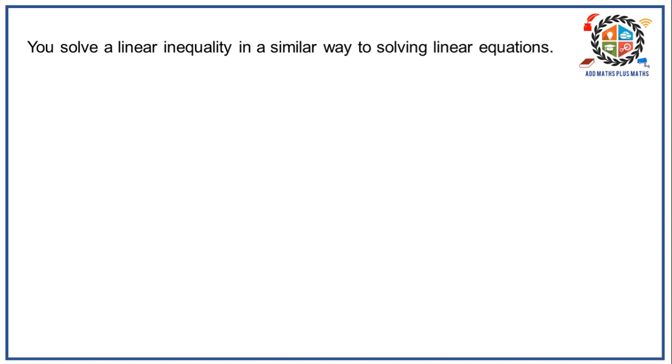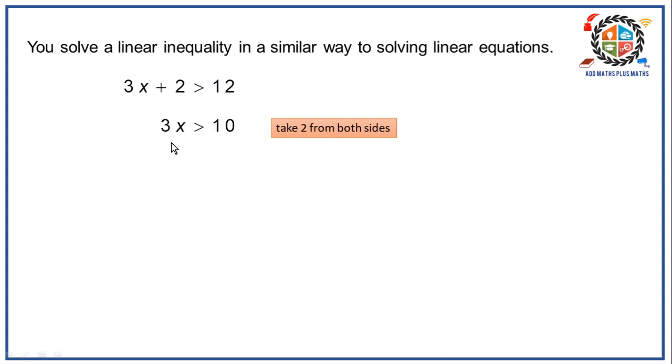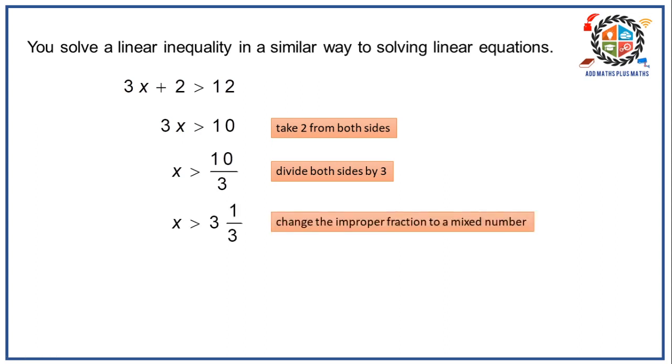When you solve a linear inequality, you solve in a similar way to how you solve linear equations. Example, 3x + 2 > 12. To solve for the value of x, I am going to take away 2 first. It will result in 3x > 10. And to solve for x, I have to divide both sides by 3. It will become x > 10/3, or x > 3 and 1/3.